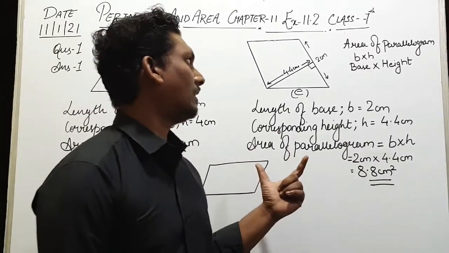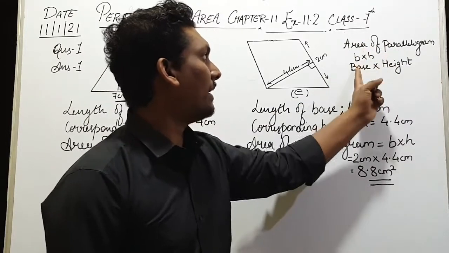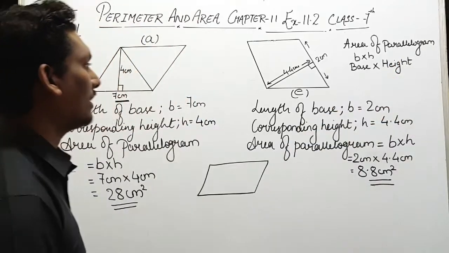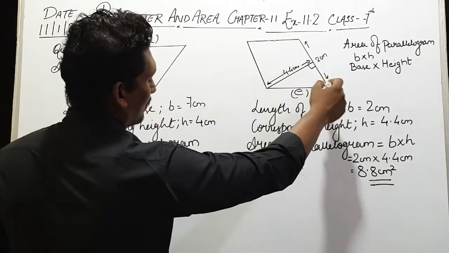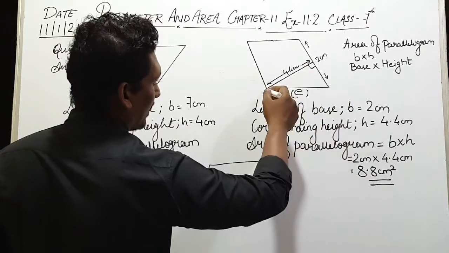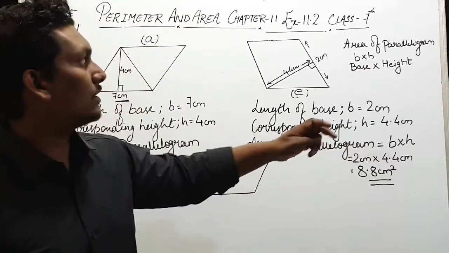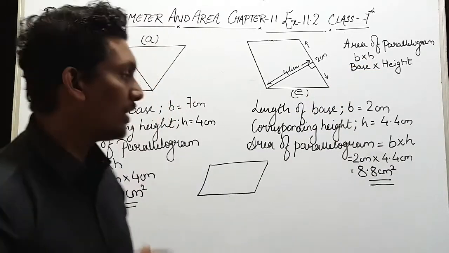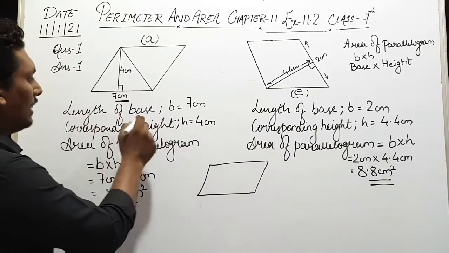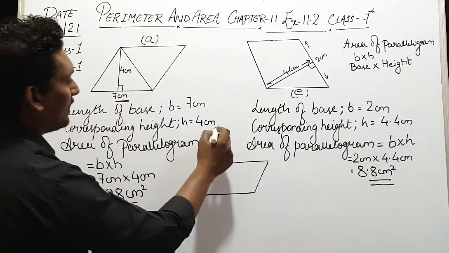So in this exercise we are dealing with area, and the area of parallelogram is base into height, okay, B into H you can write it. Suppose if you are going to this figure, this is the base, that is 2 centimeter, and this is the corresponding height, that is 4.4 centimeter. So the formula is all about base into height. You have to check out the base and height. So this is the length of the base given 7 centimeter. Corresponding height is given 4 centimeter.